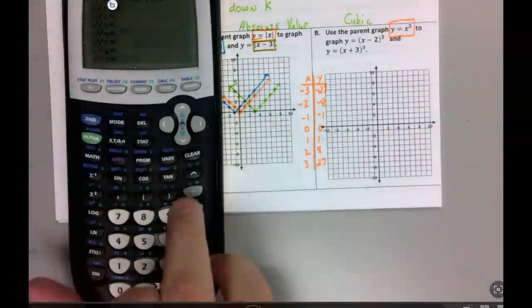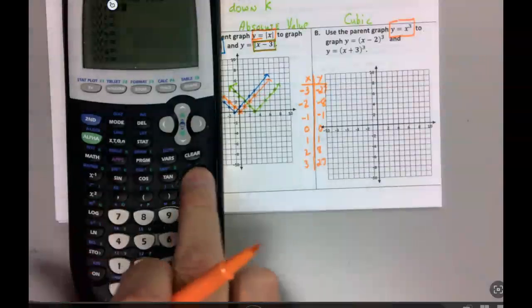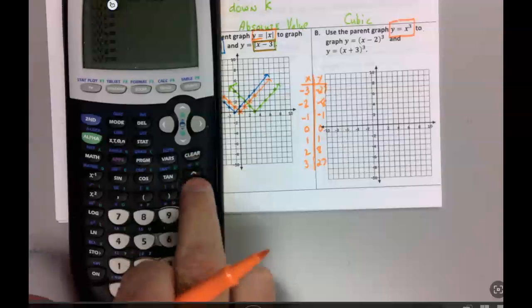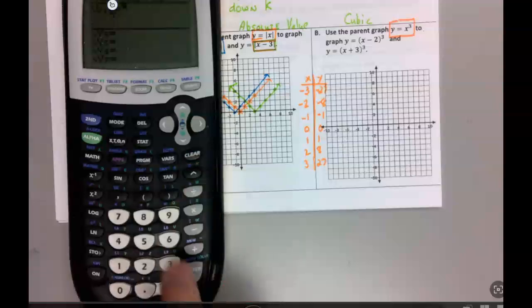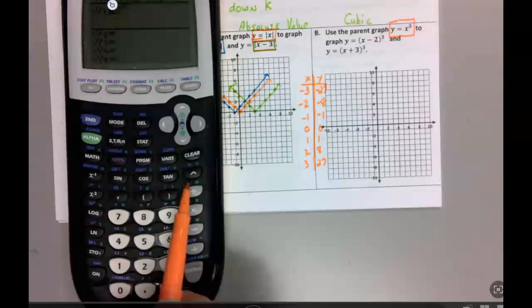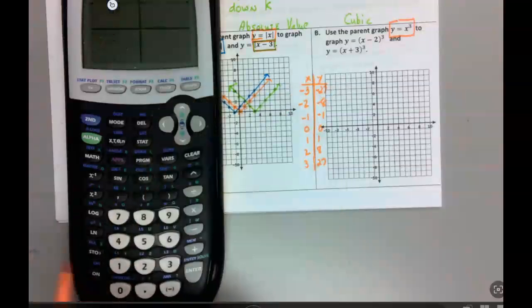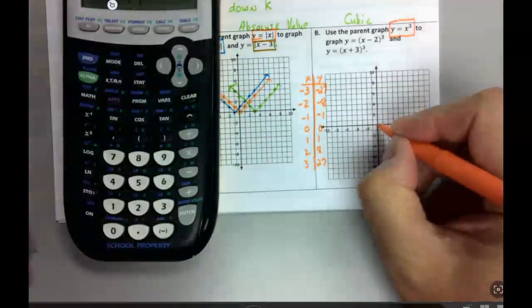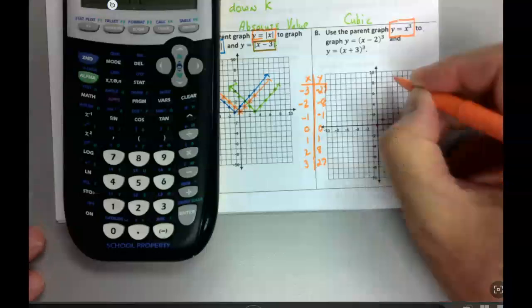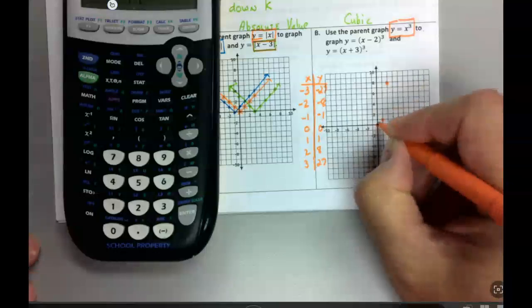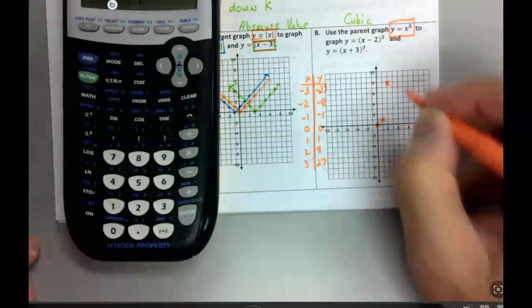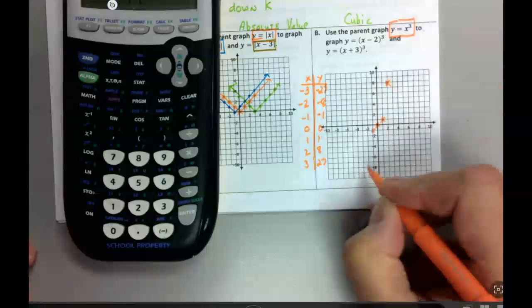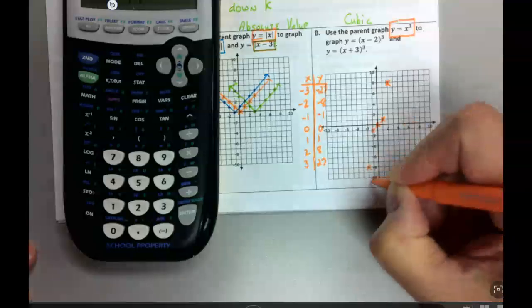Correct? So do you see the clear key? The little key below the clear key is an exponent. And then inside there, you want 3. Everybody see I got the exponent, the little upside down V. And hit graph. And it should look like that, correct? So 0, 0, 1, 1, 2, 8, correct? -1, -1, -2, -8. So it should look like this.